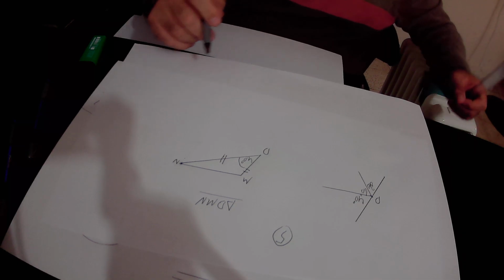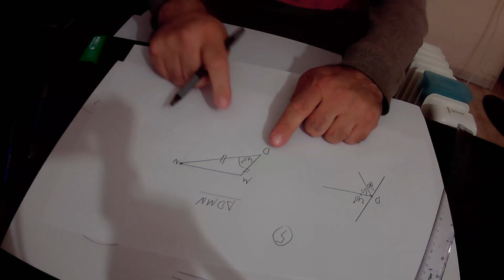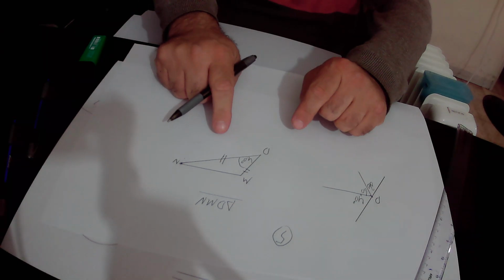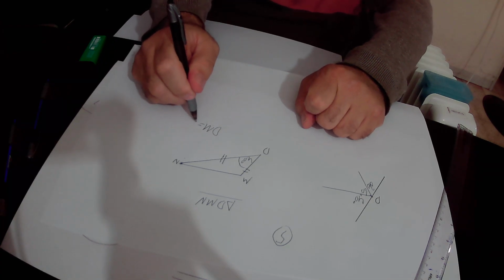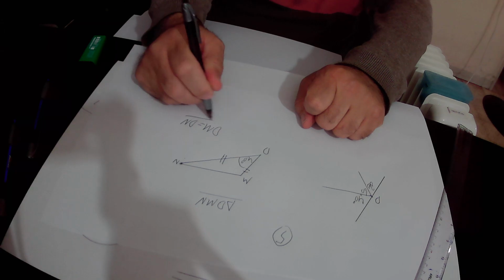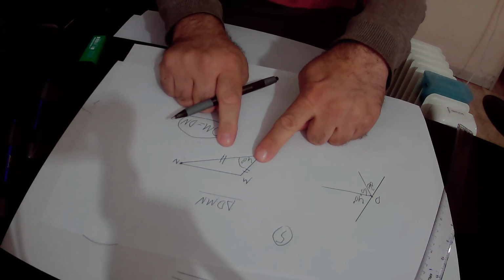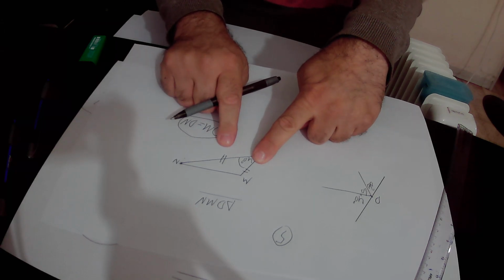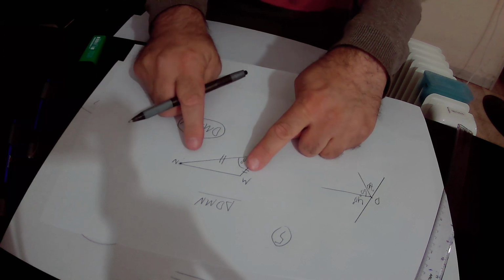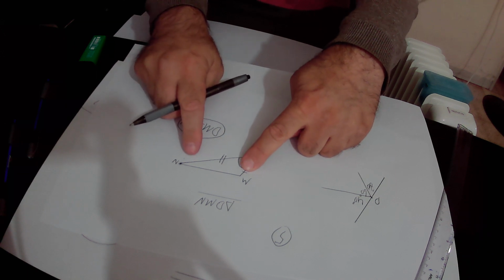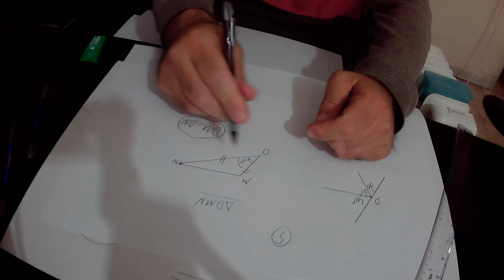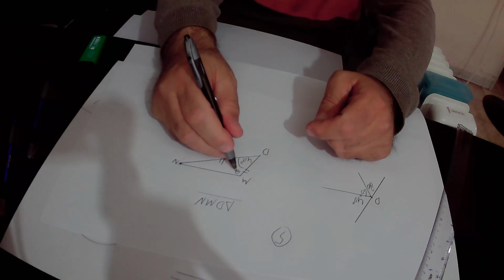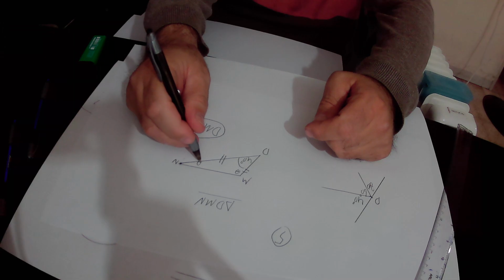Again, we have the rule that in front of equal sides in a triangle there are equal angles. So DM equals DN. In front of those two equal sides there are equal angles. That is to say, those two angles located in front of equal sides must also be equal to each other. So if one of the angles is theta, then the other angle must also equal theta.